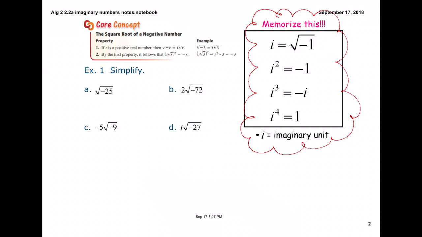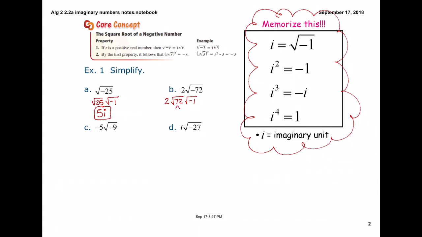i equals an imaginary unit. The square root of a negative number: if r is a positive real number, then the square root of negative r equals i root r. So in example A, if we have the square root of negative 25, we can separate that into two radicals, square root of 25 and square root of negative 1. We know the square root of 25 is 5, the square root of negative 1 is i, and we just simplified. In example B, we can separate negative 72 into the square root of 72 and the square root of negative 1. We can then simplify further.